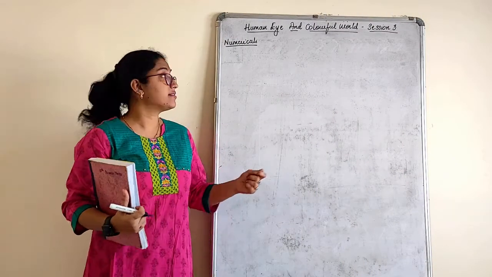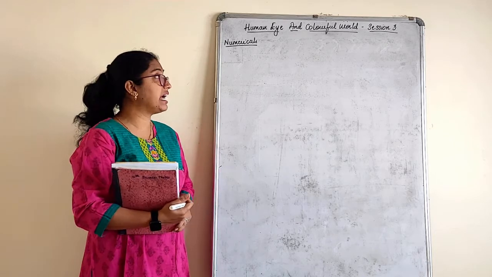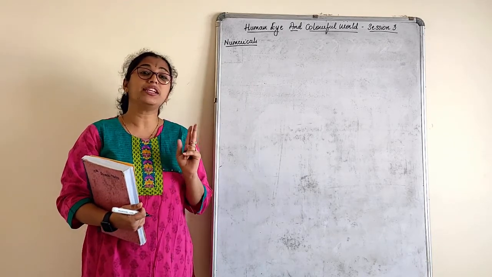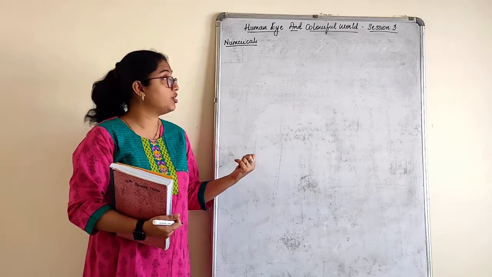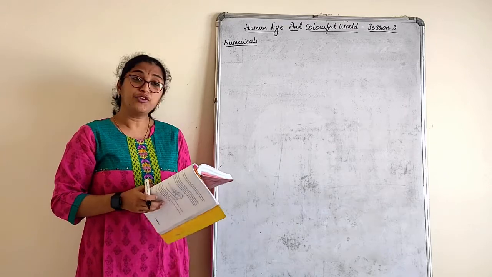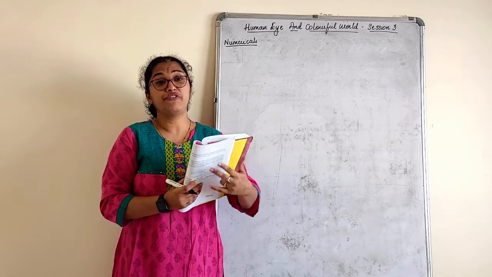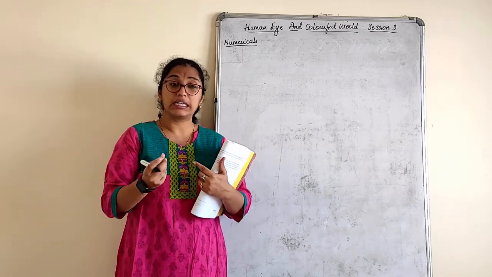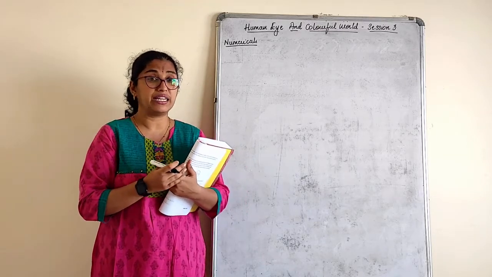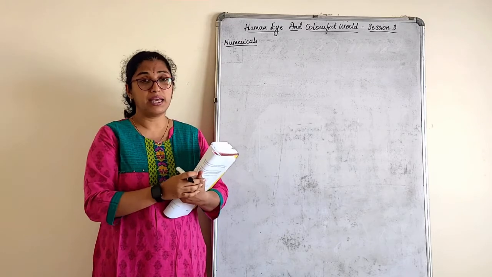Good morning. We will start session 3 on chapter Human Eye and Colorful World. That is, we will start with the numericals. There are only 2 numericals in this chapter, children, and that is on defects of human eye. Now, when we talk about defects of human eye, we will be using a corrective lens. So, what should be the focal length of the corrective lens that we are finding? That means the lens formula is applicable.